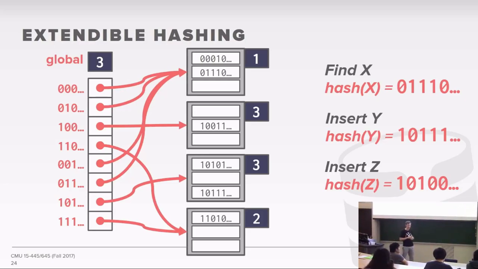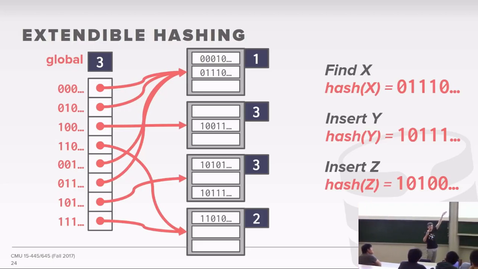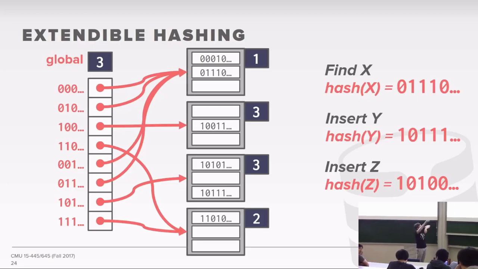In the back, yes. What exactly is the function of the local counter? The function of the local counter is just internal metadata to say, when I want to split this, how many bits should I now use in my hash function to reassign the entries to the buckets, right? So in this case here, I only look at 0, 1. Say now I go to the local counter of 2, I now need to consider 2 bits and assign them to buckets that way.